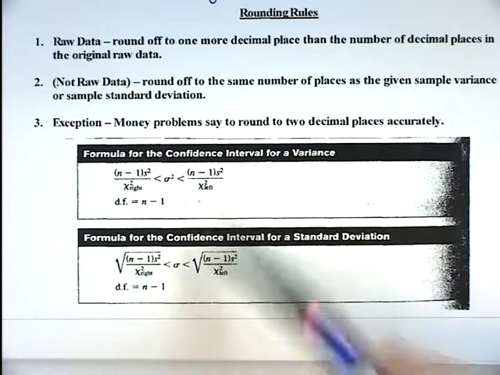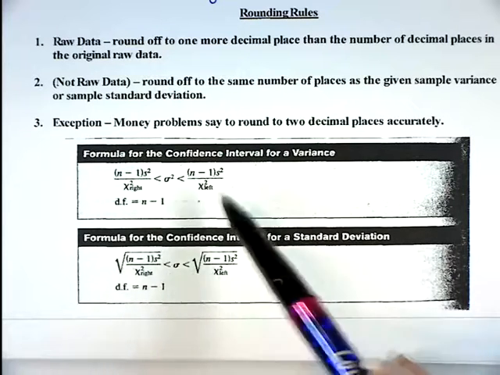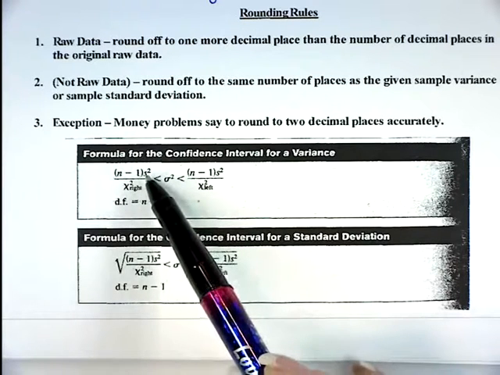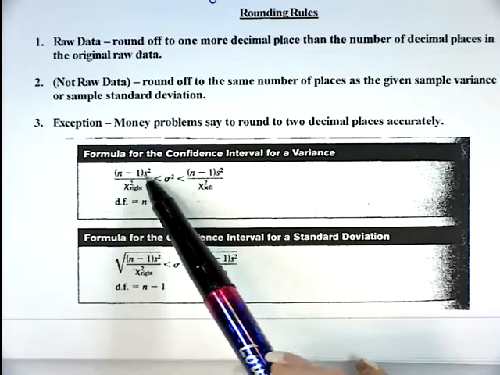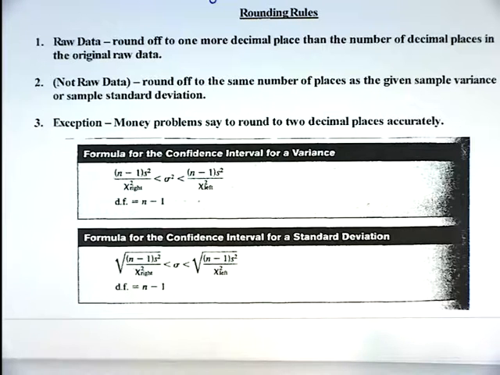The TI-84 and the TI-83 will not find these confidence intervals for you. The TI-83/84 will be useful if we have to calculate sample variance from raw data, and that will be the only time that the TI-83/84 is going to be useful.